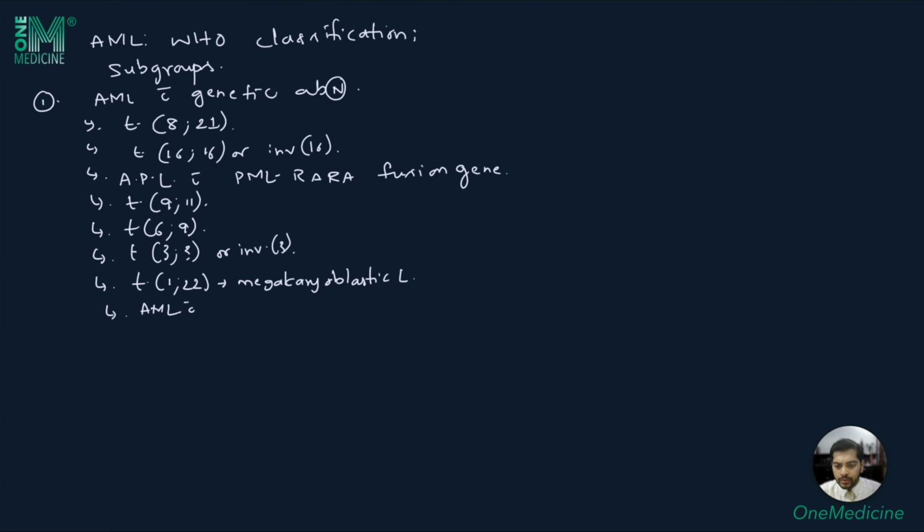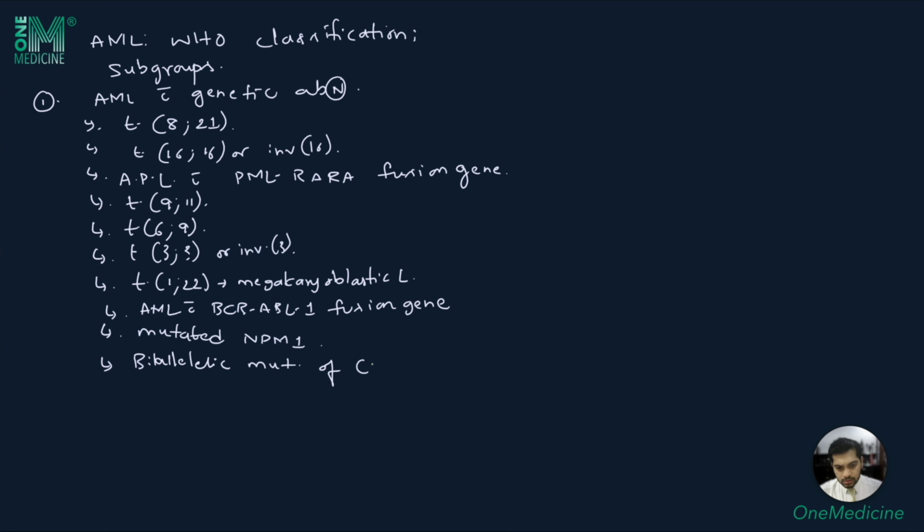acute myeloid leukemia with BCR-ABL1 fusion gene, acute myeloid leukemia with mutated NPM1 gene, AML with biallelic mutation of CEBPA gene, and mutation in RUNX1 gene. As this is a constantly evolving list, there are a few provisional entries which are made, and as of 2024, BCR-ABL1 fusion gene and RUNX1 gene mutation, these two are provisional entries.